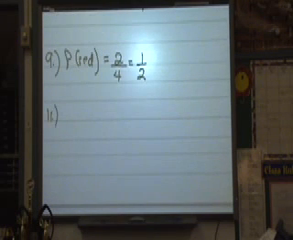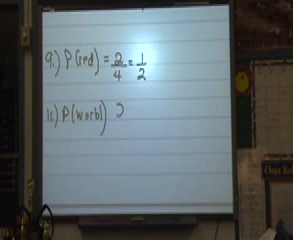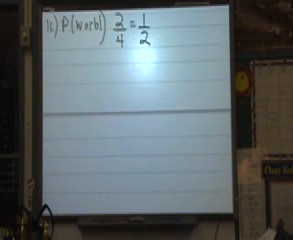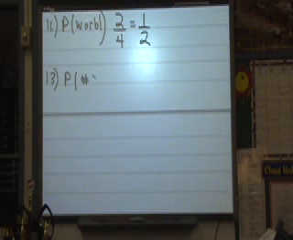Number 11, probability of white or blue. Madison? It would be 2 white or blue over 4, reduces to 1/2. 13, it says the probability that you get a number greater than 0. Caroline? 1. It has to happen. All the numbers are bigger than 0.